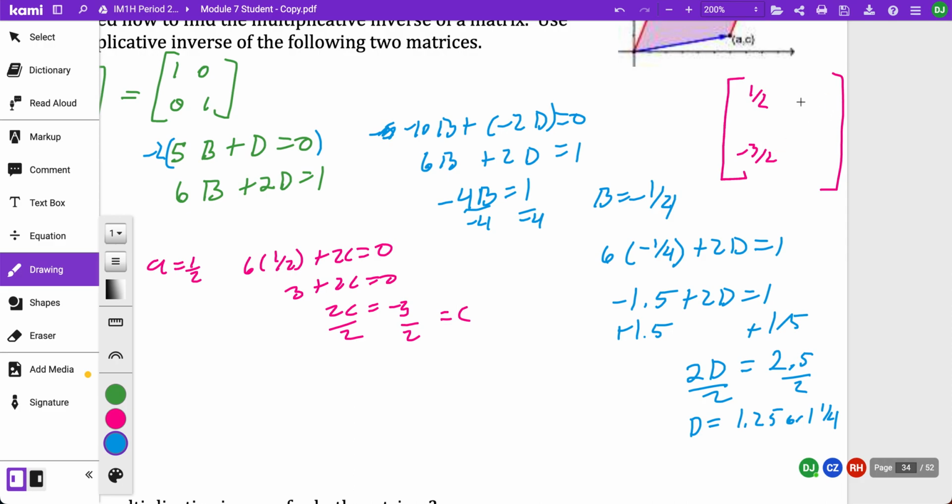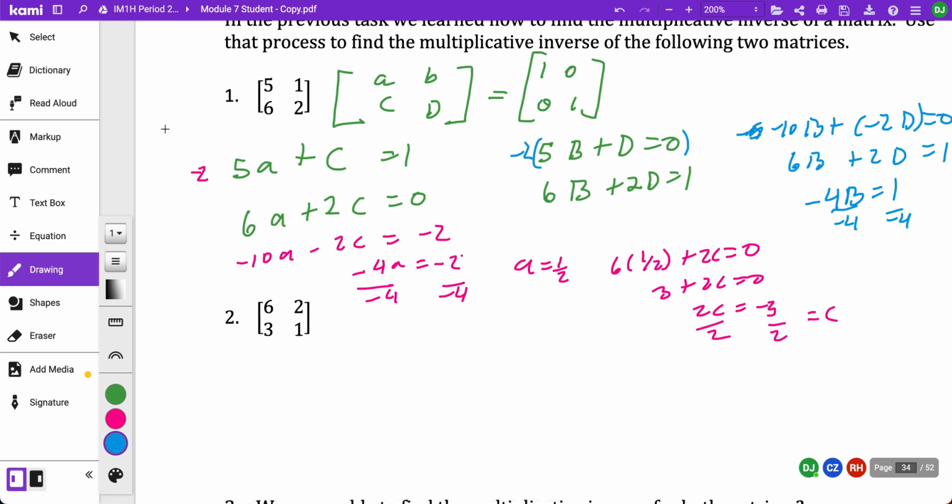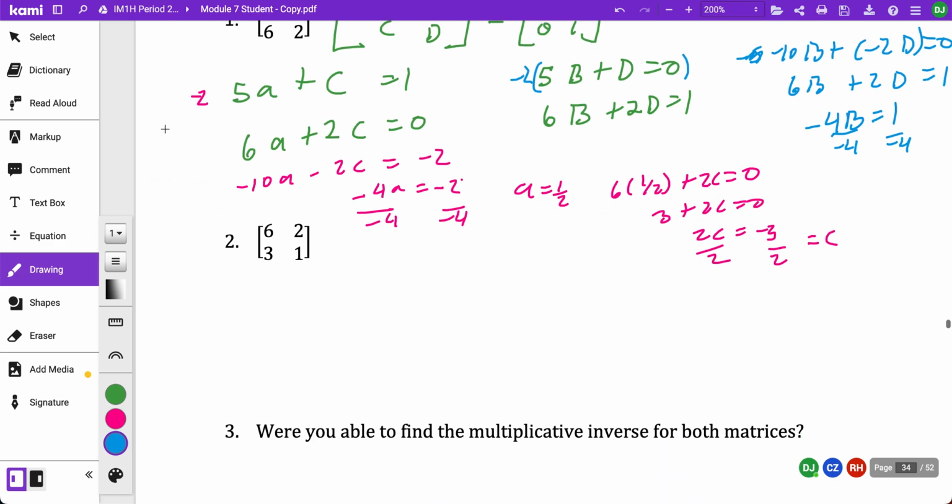So then over here for B value, I'd multiply this one by -1/4 for my B value, and my D value of the matrix is 1 1/4. So now that we have this, guys, we have the multiplicative inverse, which means if I were to take this matrix, multiply it by the 5, 1, 2, 6, I would get a final solution of 1, 0, 0, 1.